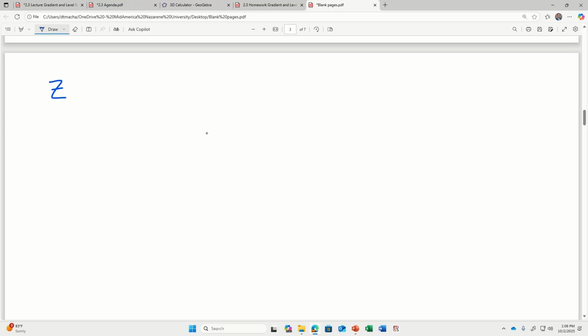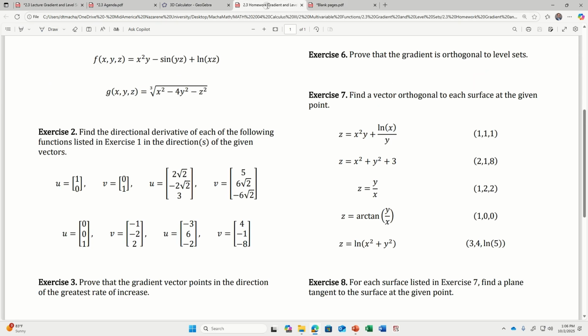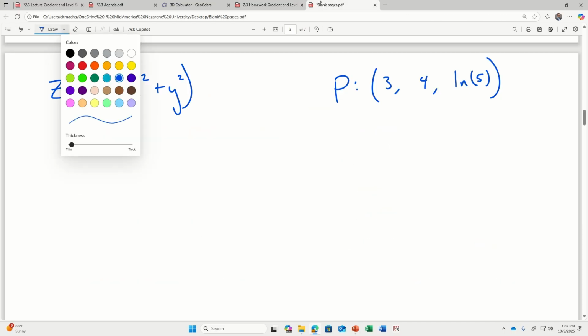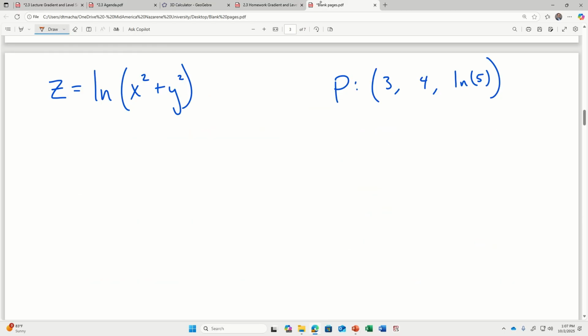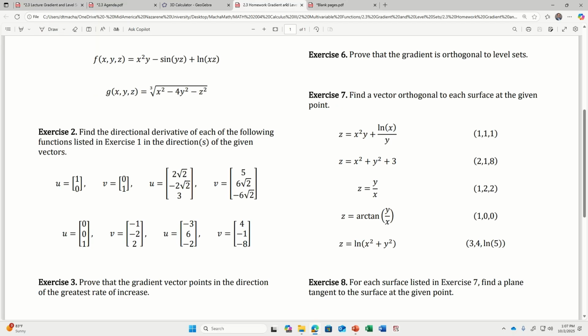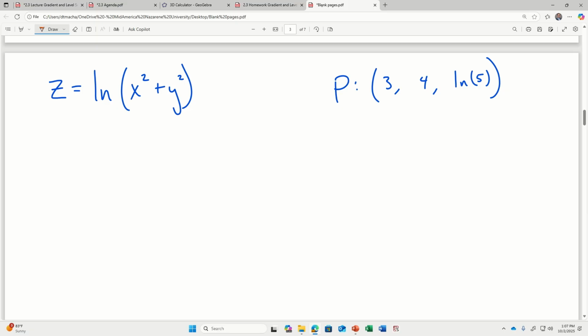We have z equals the natural log of x squared plus y squared. And the point that we're given is 3, 4, natural log 5. So, what am I trying to find? A vector orthogonal to the surface. Okay, we're just trying to find a vector orthogonal to the surface.